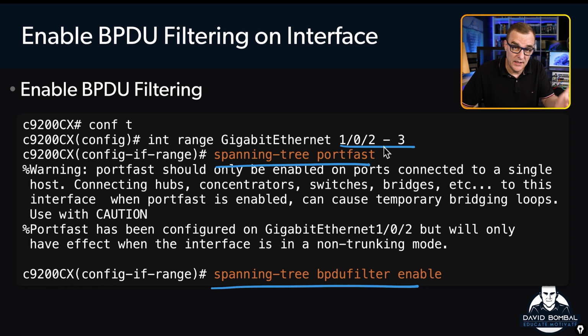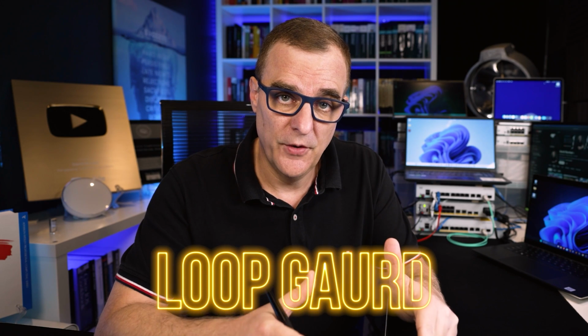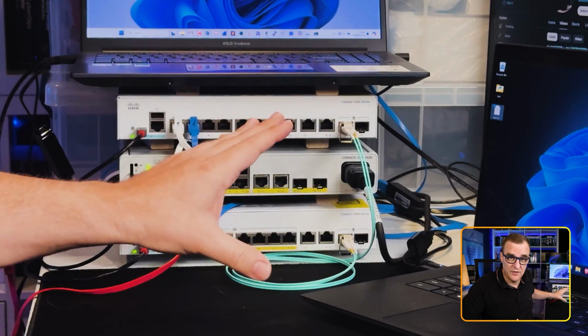So you could do that on an individual interface or a range of interfaces, but notice this command is typed on an interface or range of interfaces. It's not configured globally. Now, rather than showing you a demonstration of that by itself, I'm going to talk about loop guard first, and then I'm going to demonstrate filtering and loop guard together so that you can see the problem where the network breaks, and then I'll show you how loop guard can solve the problem by stopping the loop.